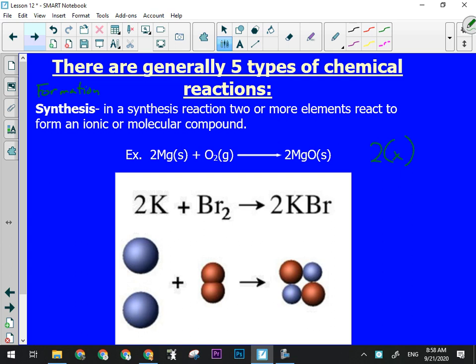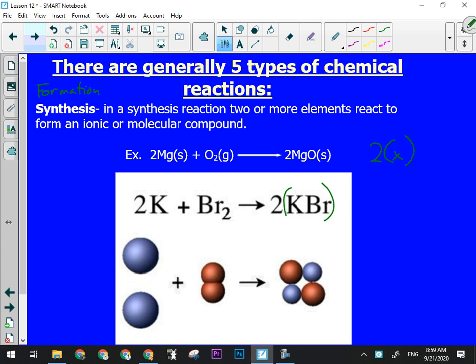Similar reaction. I've got two potassium atoms, two blue circles, react with one molecule of bromine. So you can see there's two atoms here, they're just joined. That produces two molecules of potassium bromide. So this 2 says there's two of that. Two bromine atoms, two potassium atoms. So we put those numbers in order to make sure that we are balancing our reaction. We'll talk more about that later.